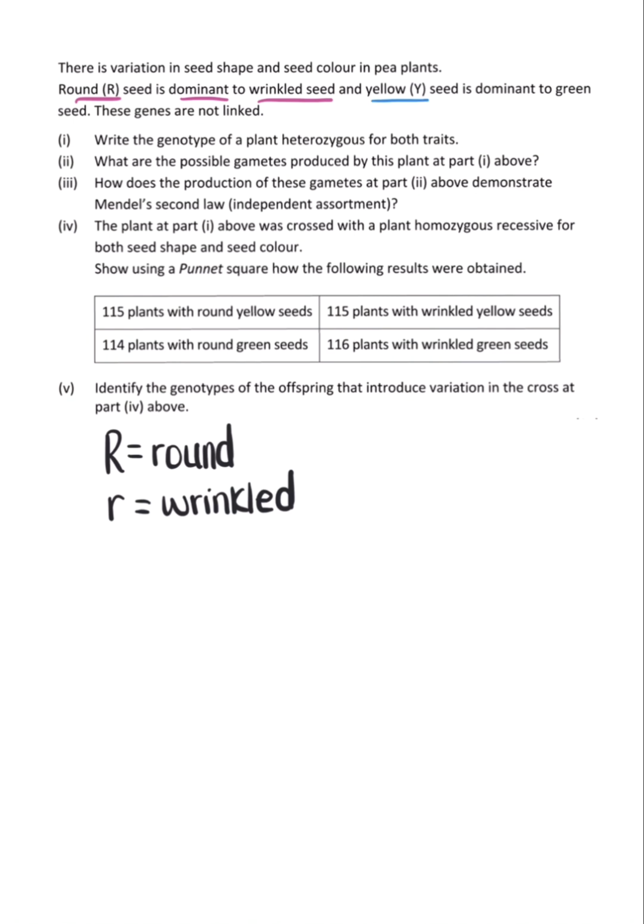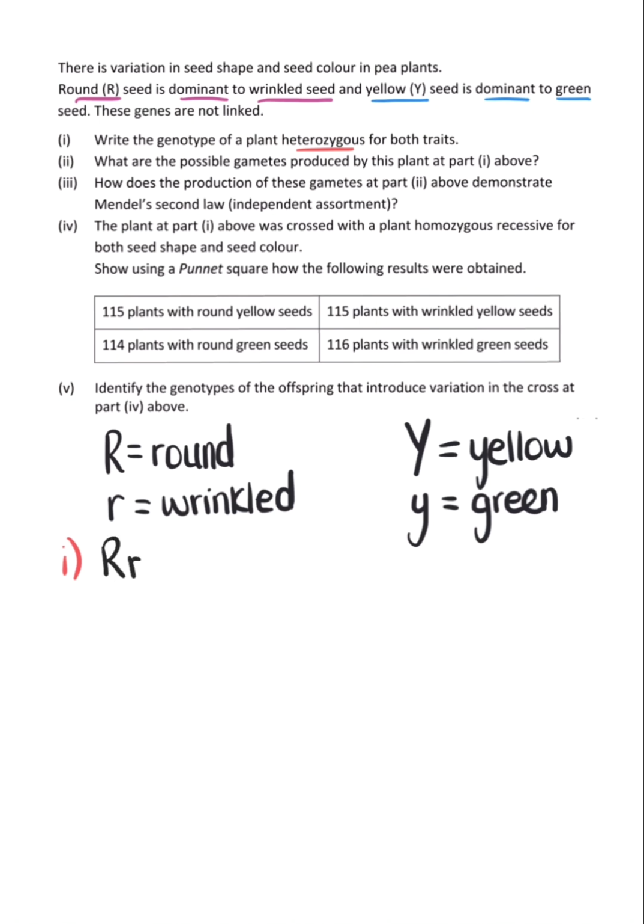And then it says that yellow (capital Y) seed is dominant to green seed. So the next thing I'm going to write down is capital Y equals yellow because that's the dominant trait, and therefore small y is going to equal green because that is the recessive trait. So the first question is, write the genotype of a plant heterozygous for both traits. Heterozygous just means that it has two different types of alleles. So the genotype of the parent plant, which is heterozygous for both traits, is going to have a mixture of both: big O, small o, big Y, small y.